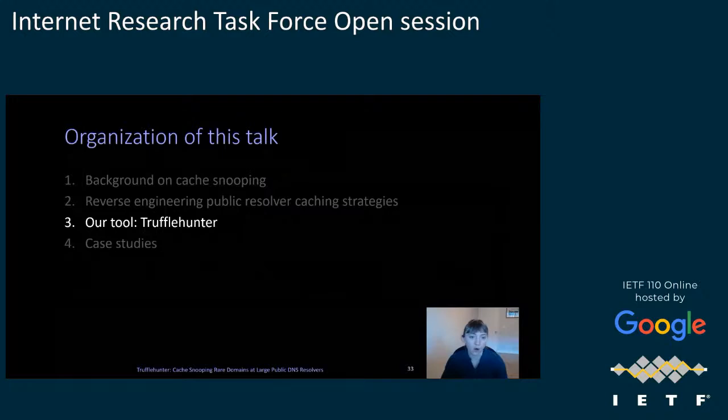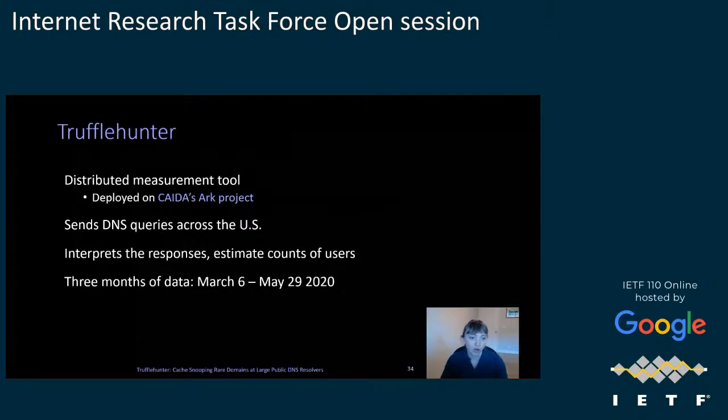Now that we've talked about how to use cache snooping on public resolvers by counting the caches that your queries hit, let's talk about our tool, which we have nicknamed Trufflehunter. It's our distributed measurement tool, which we've deployed on CAIDA's Archipelago project. That means it's on 46 different measurement nodes scattered across the United States. All that it does is send continuous DNS queries across the US for the domains that we're interested in.